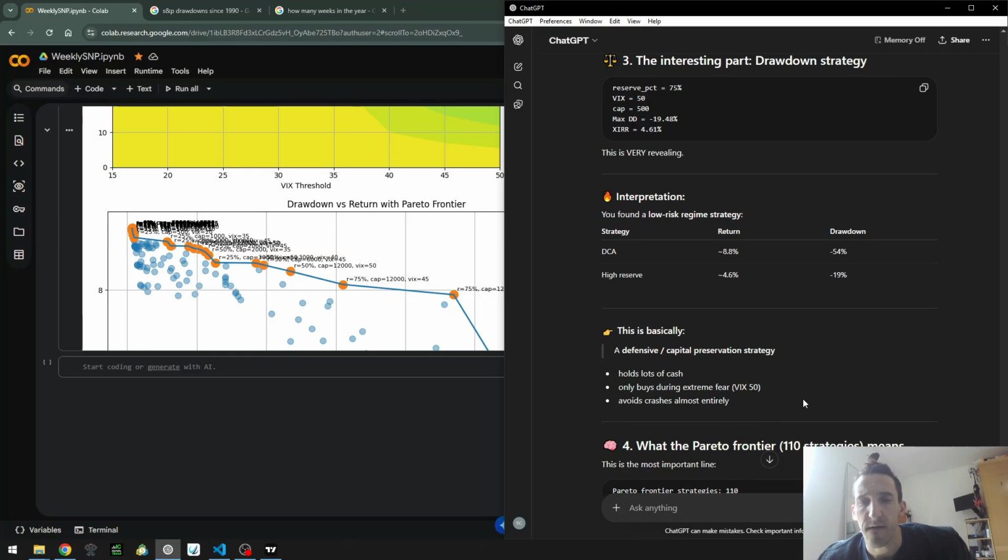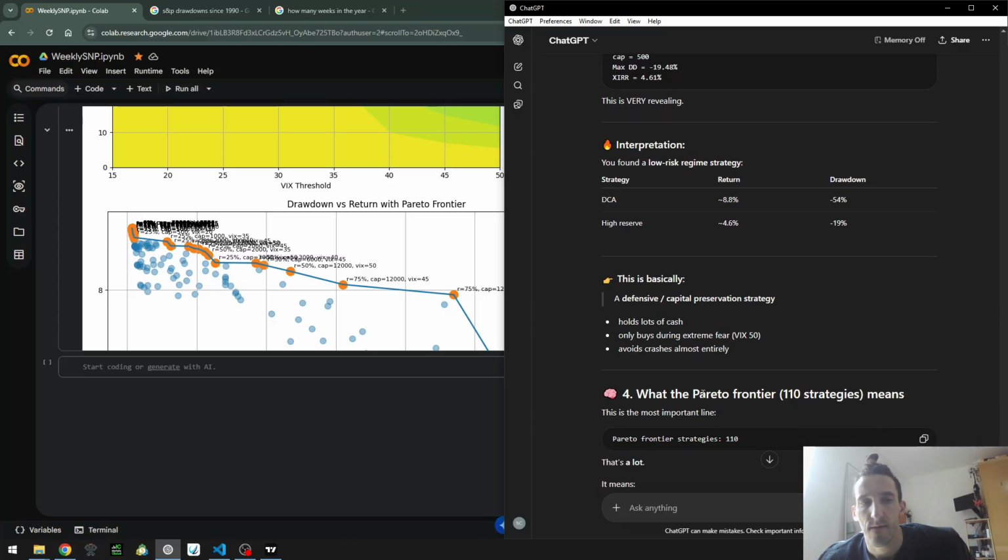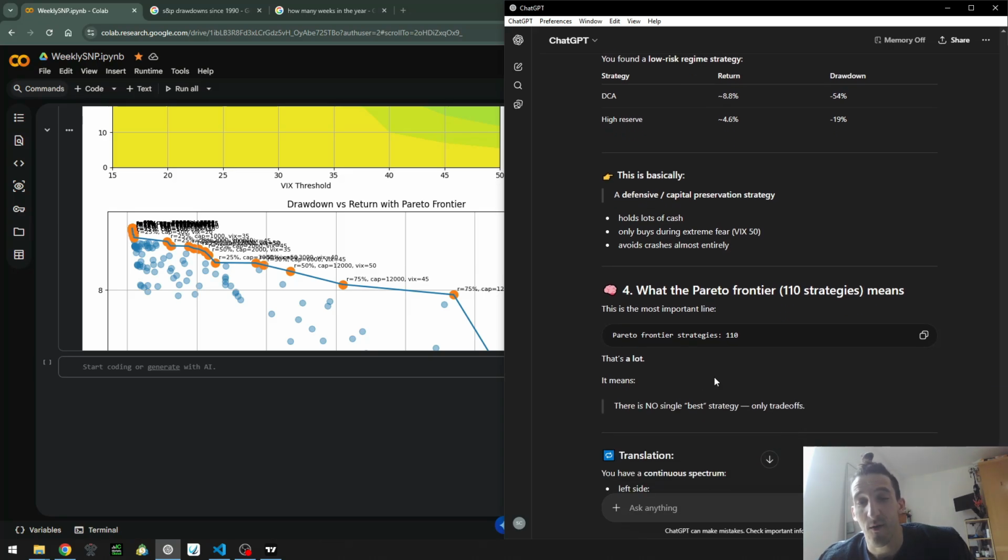This is basically a defensive capital reservation strategy. Holds lots of cash, only buys during extreme fear, avoids crashes almost entirely. Yeah, but you end with almost 4 times less net.